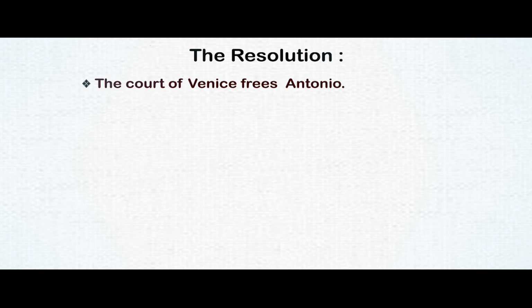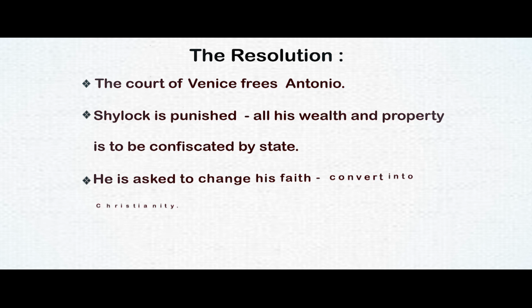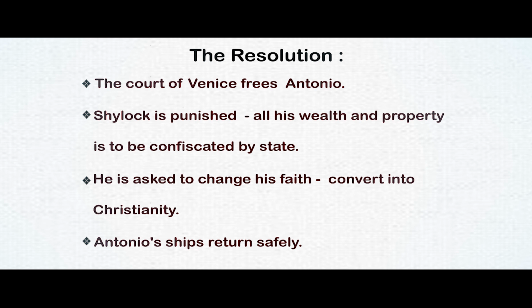Now, the next very important element of the play is the resolution. The court of Venice frees Antonio. Shylock is punished. All his wealth and property is to be confiscated by the state. According to the law of Venice, if any person from a different nation threatens the life of Venetians, then they will be punished and their properties will be confiscated. He is asked to even change his faith and convert to Christianity. Antonio's ship returns safely.